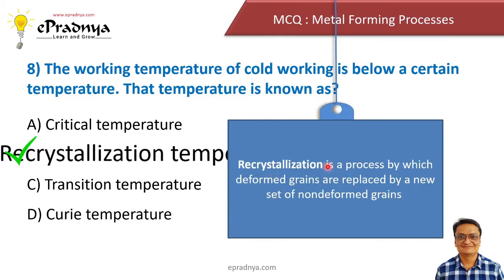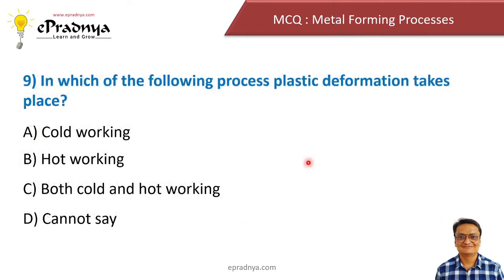Recrystallization is a process by which deformed grains are replaced by a new set of non-deformed grains, and this recrystallization takes place at a certain temperature for a specific material, and that temperature is called the recrystallization temperature. In which of the following processes does plastic deformation take place? The options are cold working, hot working, both cold and hot working, and cannot be specified. And the correct answer is both cold and hot working.